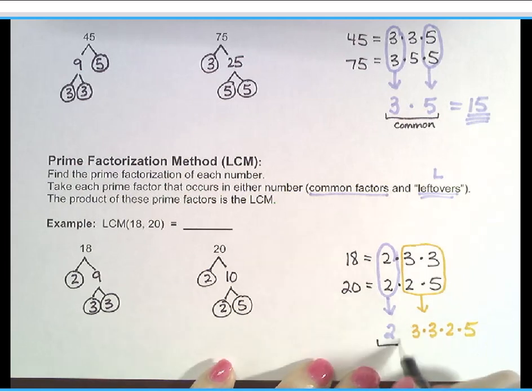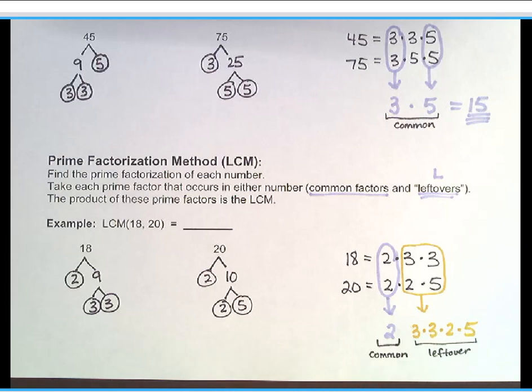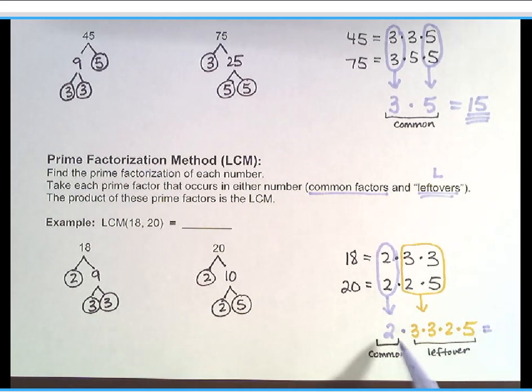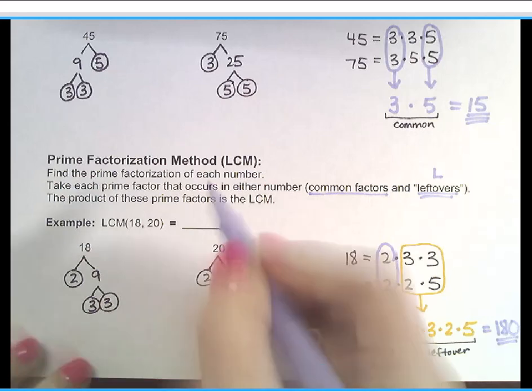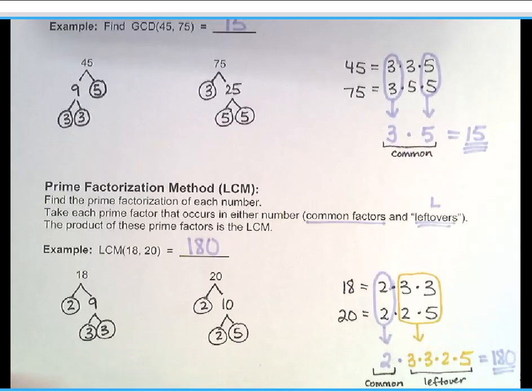So this is common, and leftover. And what we're going to do is we're going to multiply all of this together. And if you can't multiply it in your head, you could just use a calculator. But when you multiply all of that up, you're going to get 180. And so the LCM, the smallest multiple that 18 and 20 have in common, is 180. That's the first one. So GCD, you just take the common factors. LCM, you take the common factors and any leftovers.